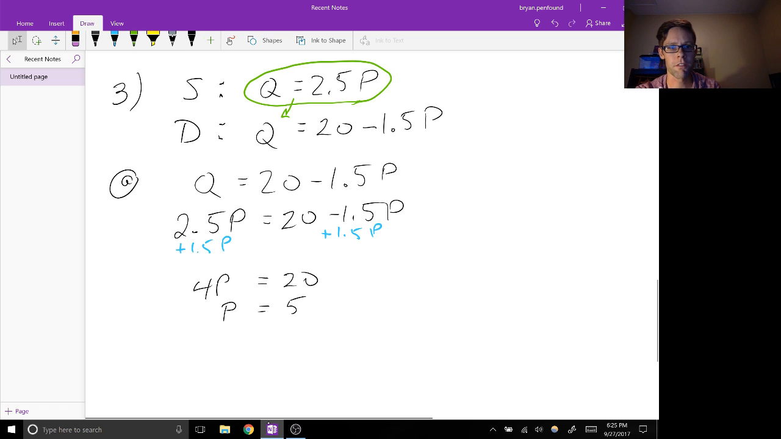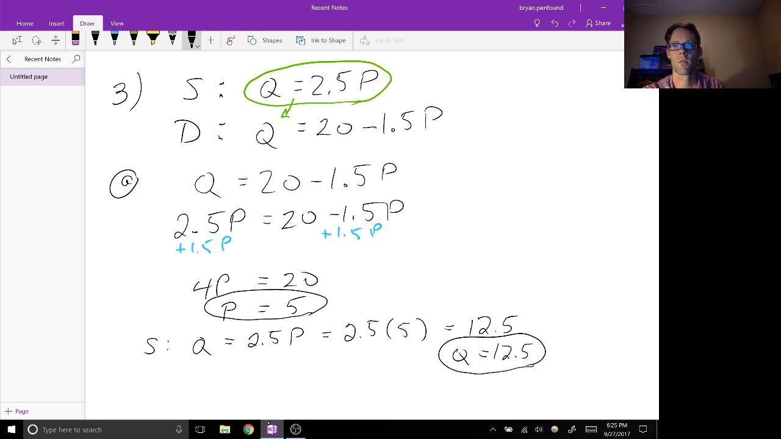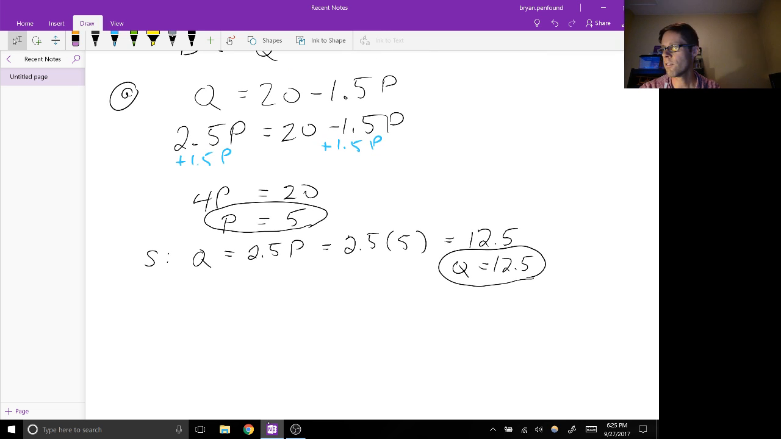Once I know p is equal to 5, I can use that number back in either of these original ones. So maybe in the supply curve, Q is equal to 2.5p, which is 2.5 times 5. And that will be 12.5. Okay, so there are our equilibrium values.